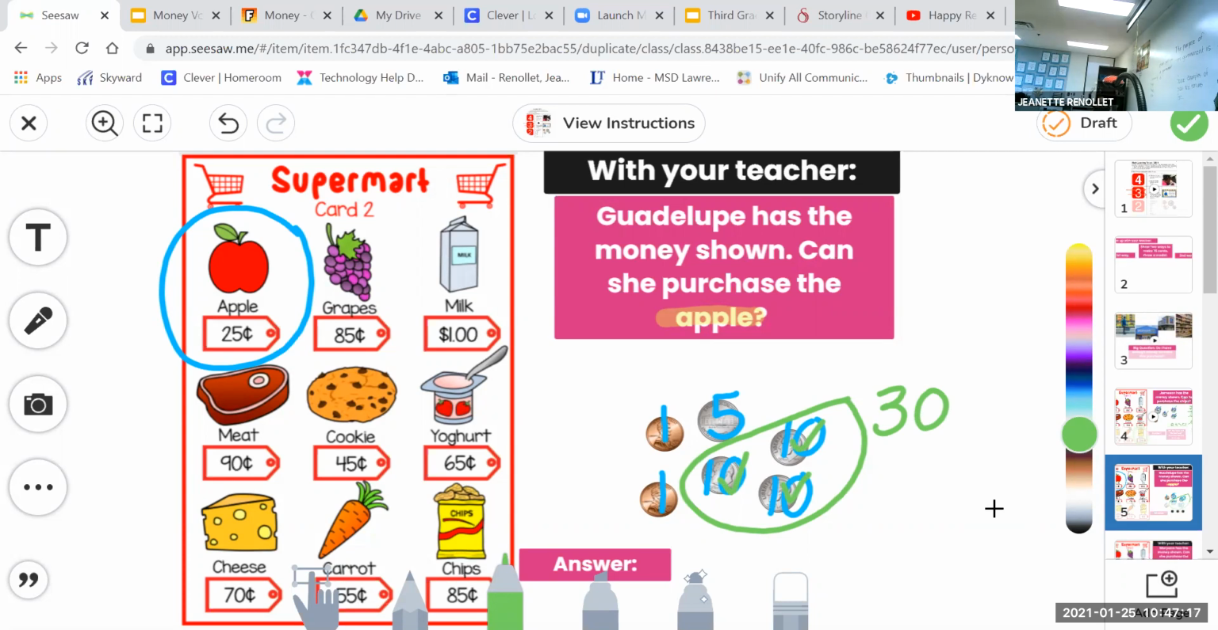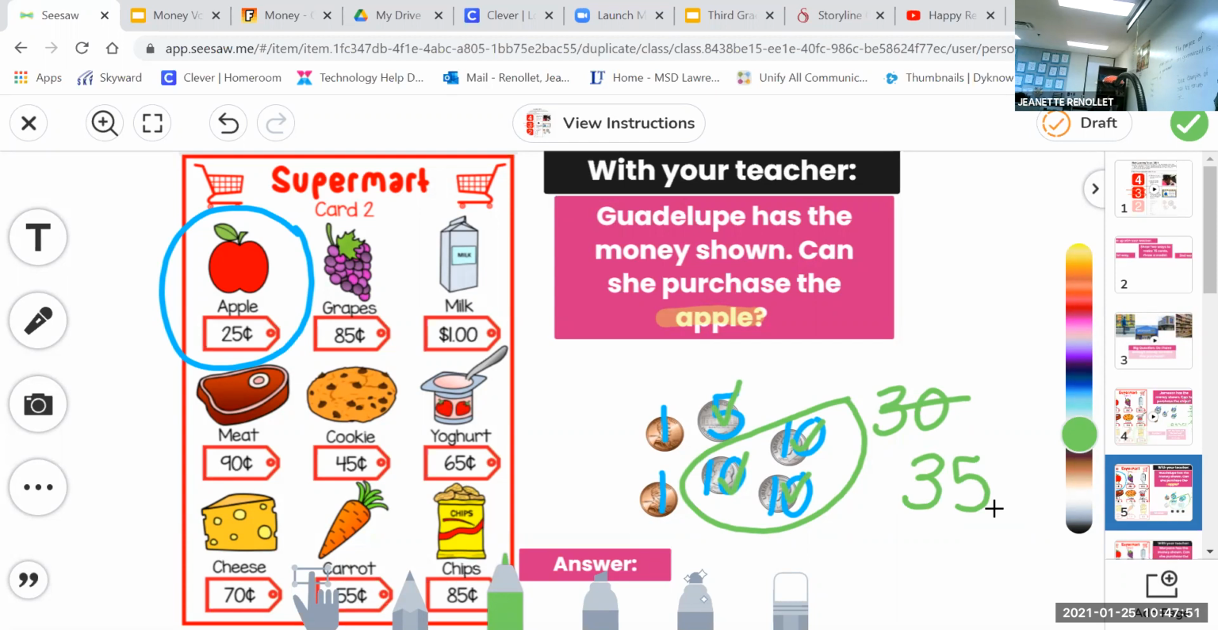After my 30 cents, what can I do next, Angela? You can go next greater number. Perfect. What would that be if we just counted all of our dimes? The nickel. So next I'm going to add 5 cents. So 30 plus 5. Now I have 35 cents. 30 plus 5 is 35.